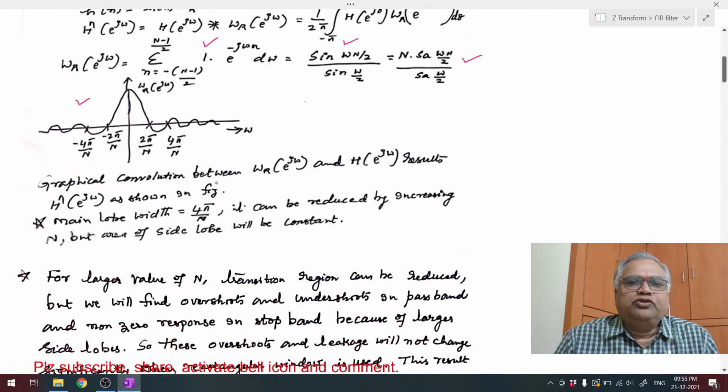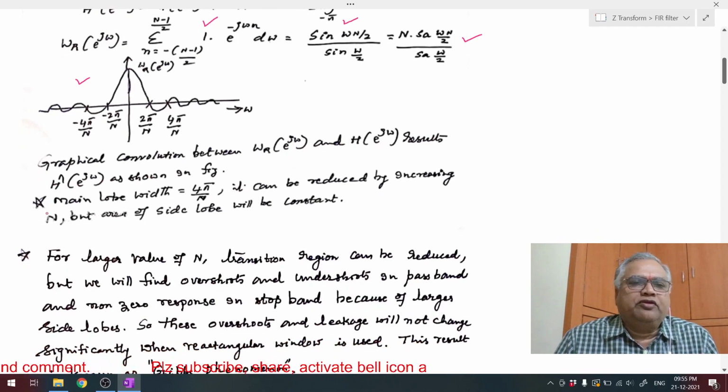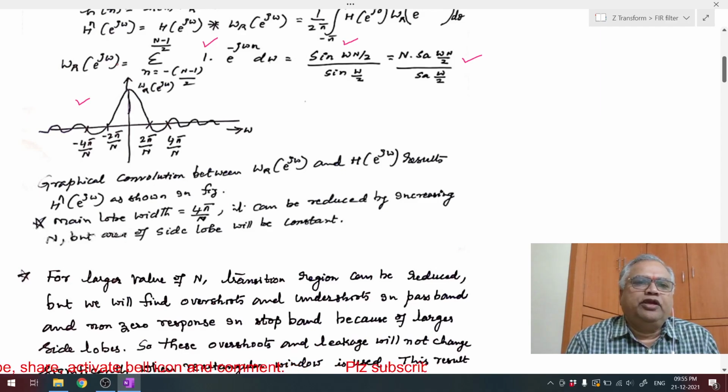Graphical convolution between WR e power j omega and H results in h cap e power j omega as shown in the figure. Now, important points here. The main lobe width is 4 pi by n. If you observe here, the main lobe width is from here to here. How much is this gap? Here minus 2 pi by n, and 2 pi by n. Total it is 4 pi by n, the main lobe width.